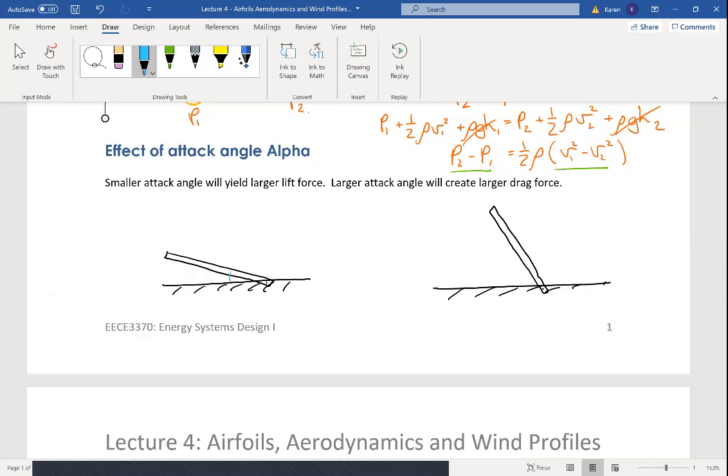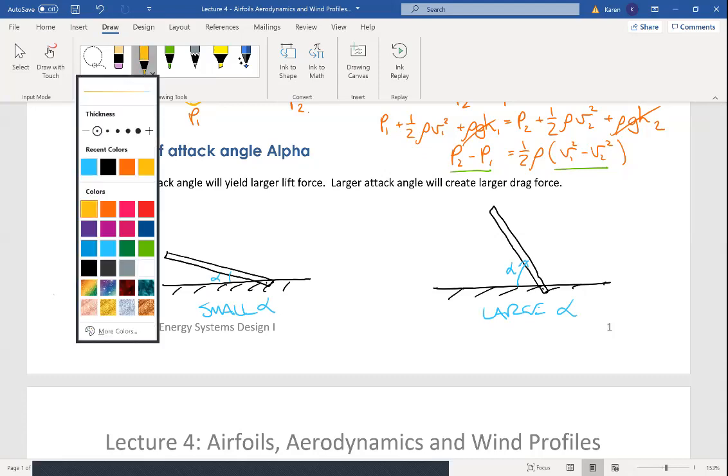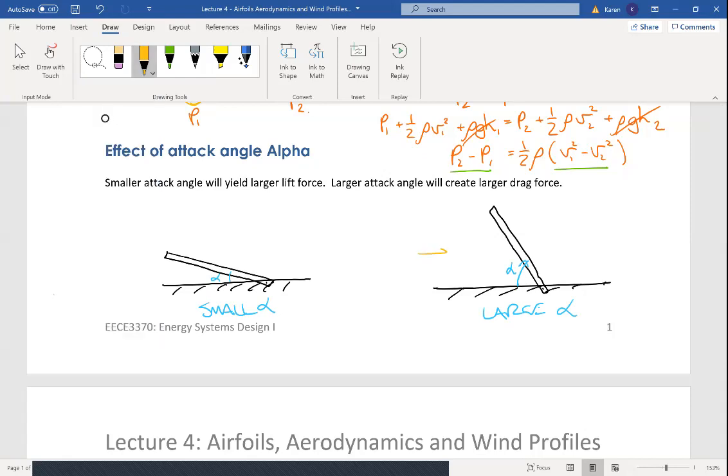So here's a small angle of attack alpha, small angle of attack, and here's a large angle of attack alpha. So I want to look at what happens to the lift force and the drag force if, again, we have wind coming in from the same direction. And I'm going to show wind as velocity v now.